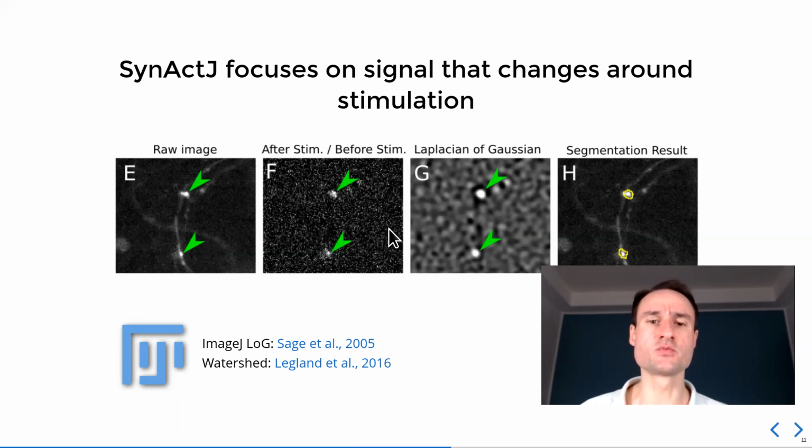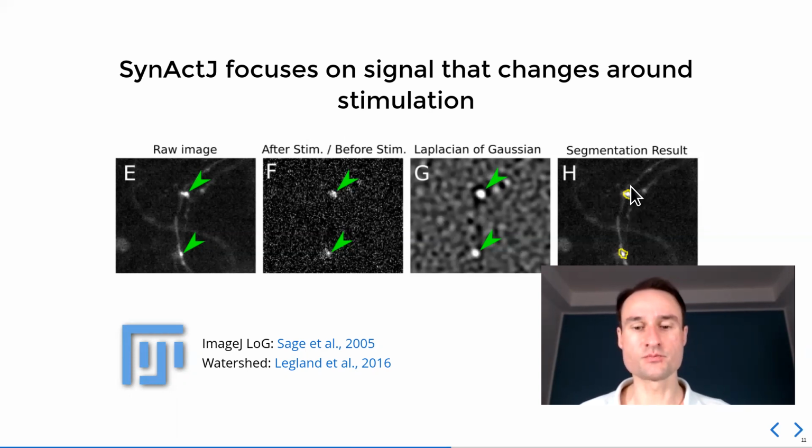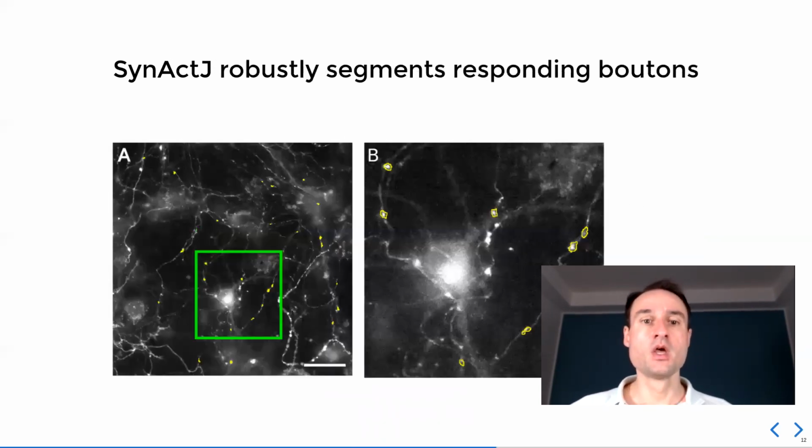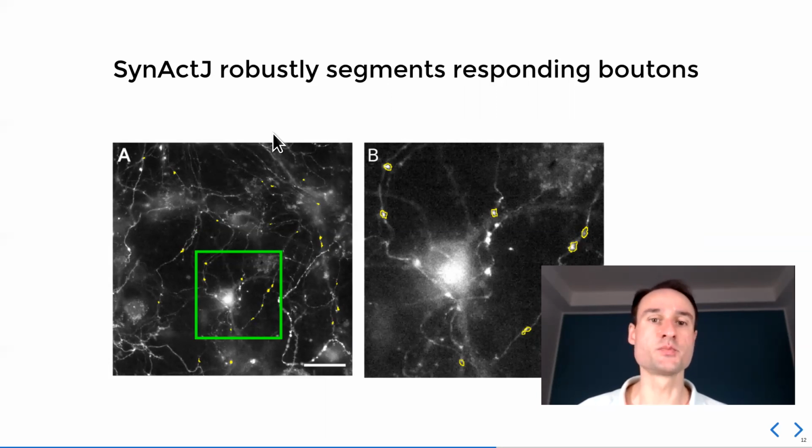To improve the detection, we use a Laplacian of Gaussian filter to enhance blob-like structures, and we apply a marker-controlled watershed to produce exact outlines of the responding structures. Further size and circularity filters can be applied. SynActJ enables the robust automatic analysis of responding structures that correspond to active boutons here. We also segment and measure the background of the movie.